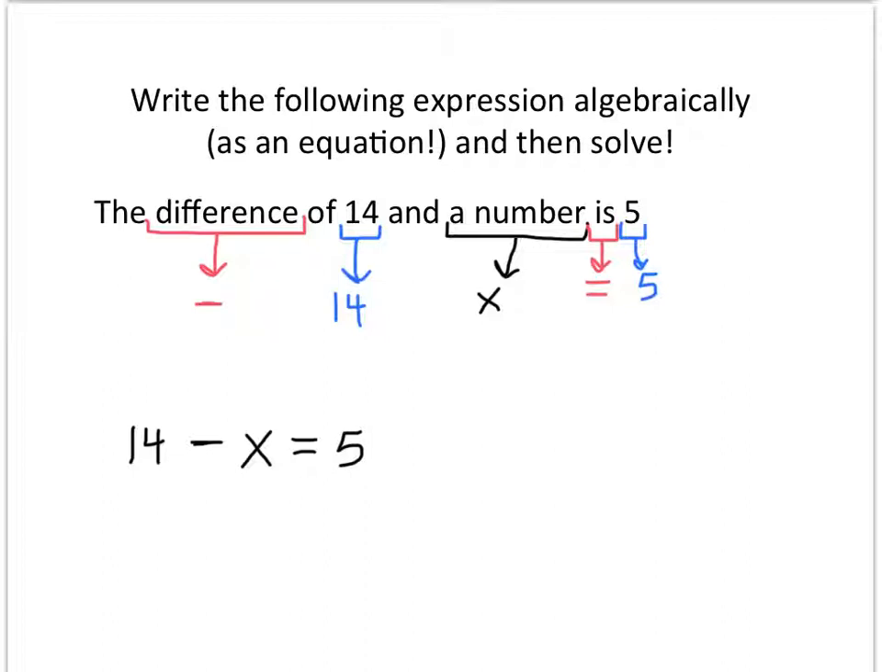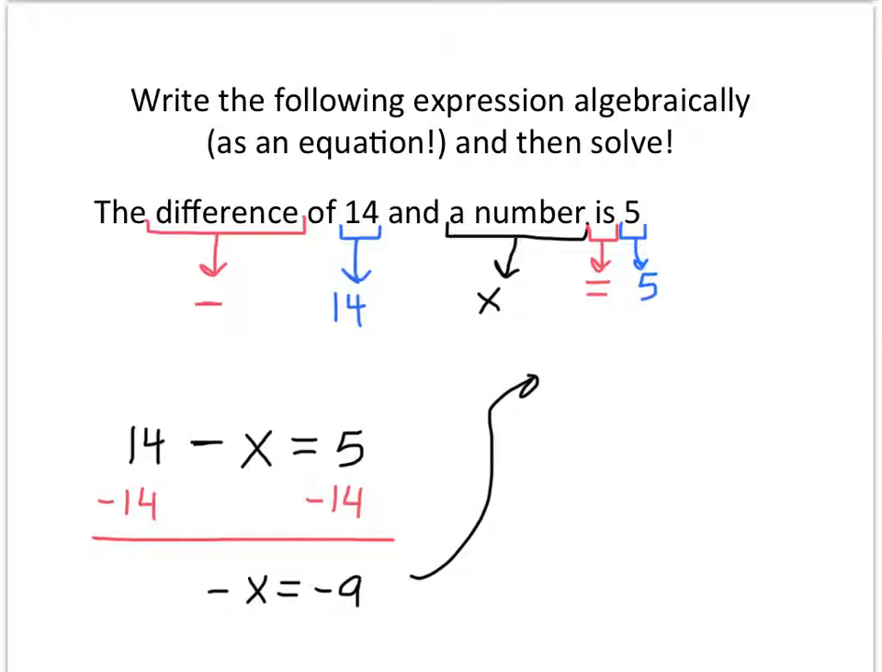I can go ahead and subtract 14 from both sides. This leaves me with negative x, don't forget that negative sign, equal to a negative 9. I'll finish the problem over here. So we have negative x equals negative 9. In order to make that positive, I have to divide by a negative 1, because a negative divided by a negative is a positive, and we find that x equals 9.